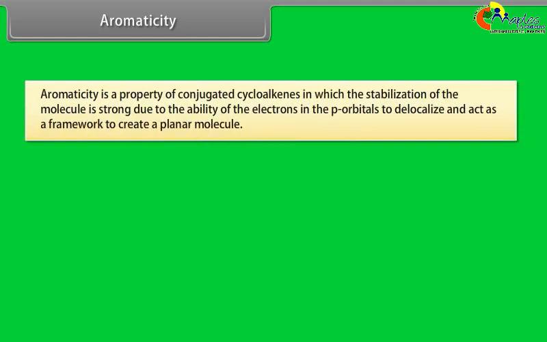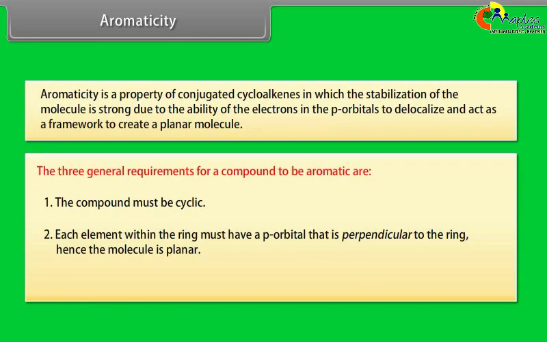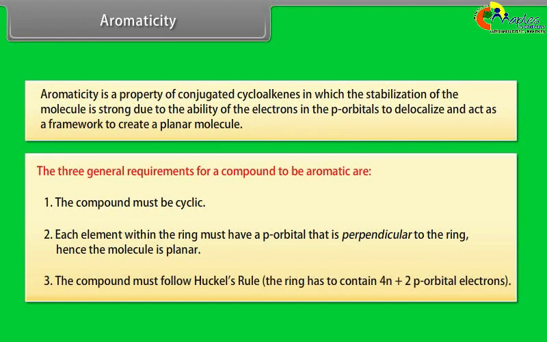Aromaticity. Aromaticity is a property of conjugated cycloalkenes in which the stabilization of the molecule is strong due to the ability of the electrons in the p orbitals to delocalize and act as a framework to create a planar molecule. The 3 general requirements for a compound to be aromatic are: 1. The compound must be cyclic. 2. Each element within the ring must have a p orbital that is perpendicular to the ring, hence the molecule is planar. 3. The compound must follow Hückel's rule: the ring has to contain 4n + 2 p orbital electrons.